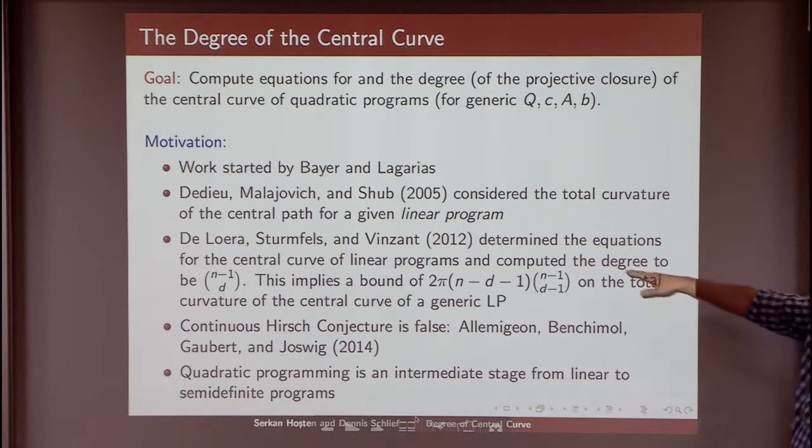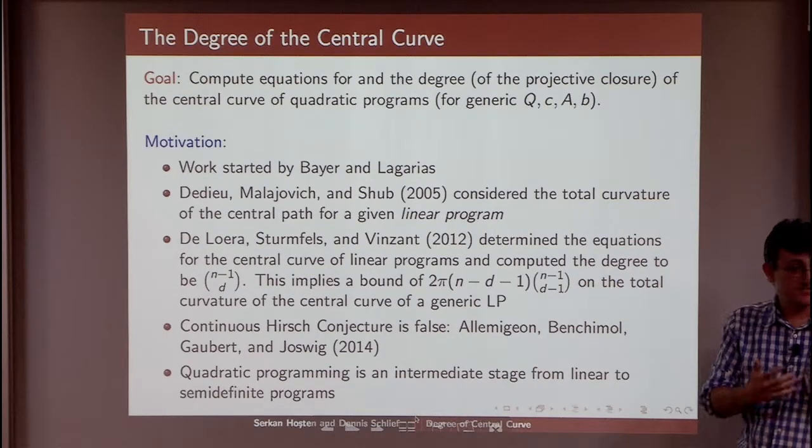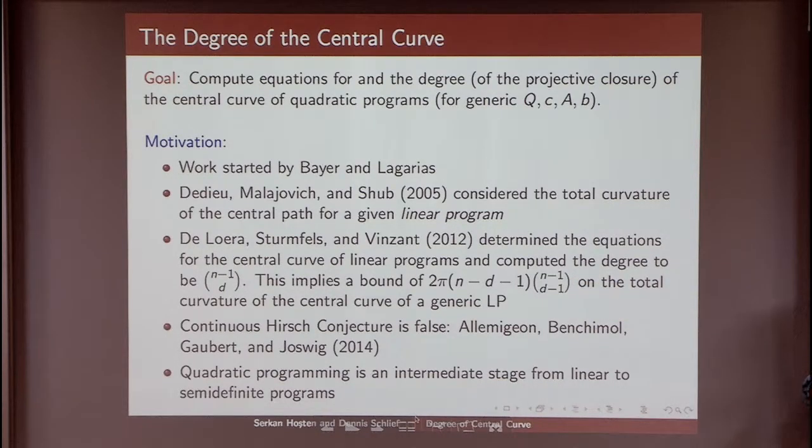And then comes Jesús De Loera, Parrilo, and Cynthia, published in 2012, actually earlier, and they gave a bound for the central curve in terms of d and n. They say that the degree of the central curve for linear programming is (n-1 choose d), where n is the number of variables and d is the number of equations.